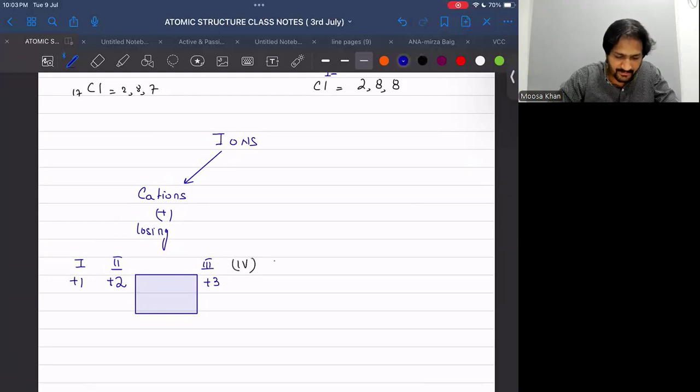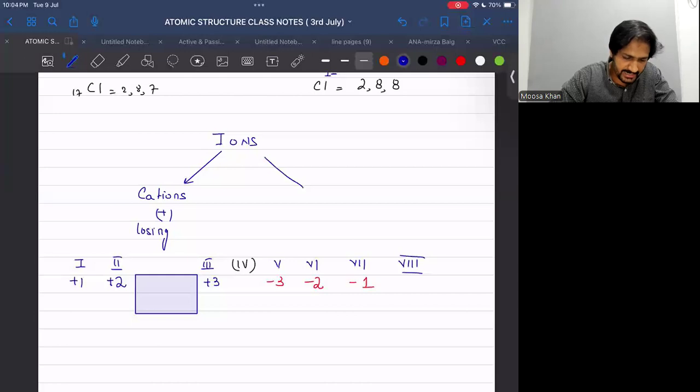For group 5, atoms of all group 5 elements, they gain 3 electrons and they get a charge of 3 negative. याद रखनी है ये बात. Atoms of all group 6 elements, they gain 2 electrons and they get a charge of 2 negative. Atoms of all group 7 elements, they gain 1 electron to form a charge of -1. And group 8 elements, they do not lose or gain electron. So ये ion बनाते ही नहीं.